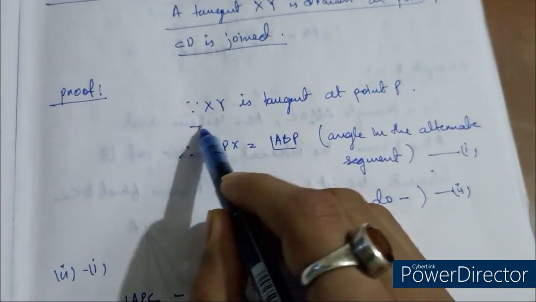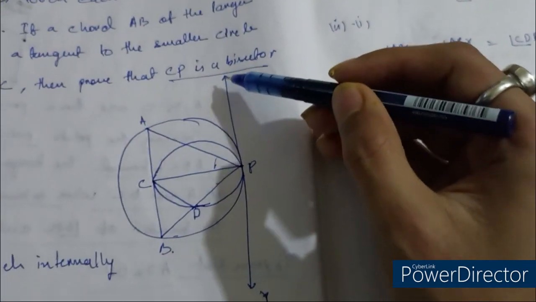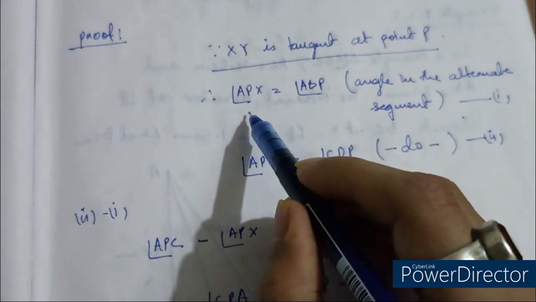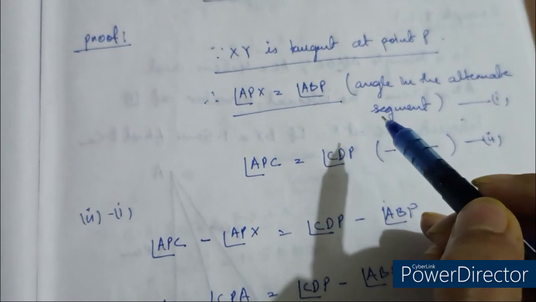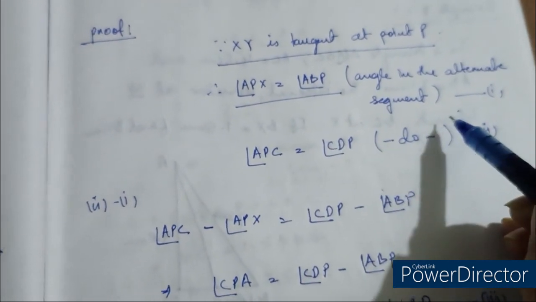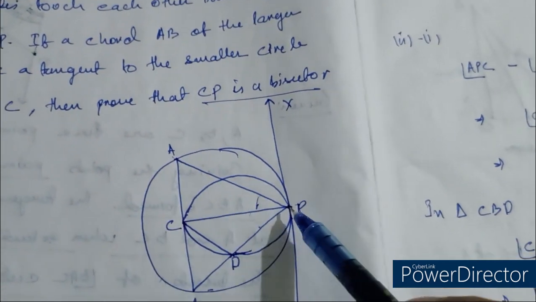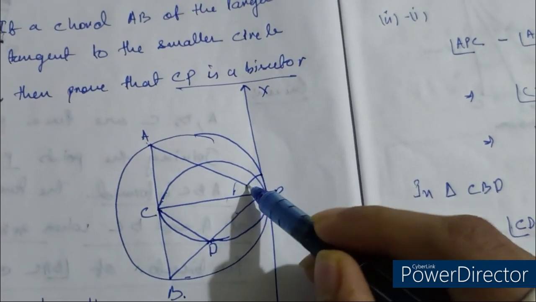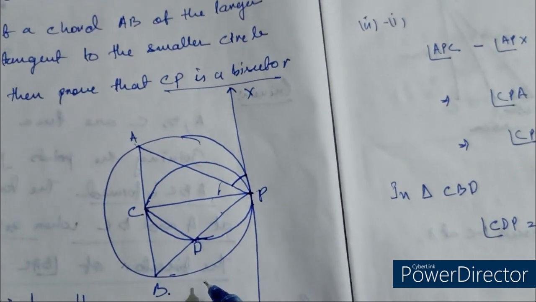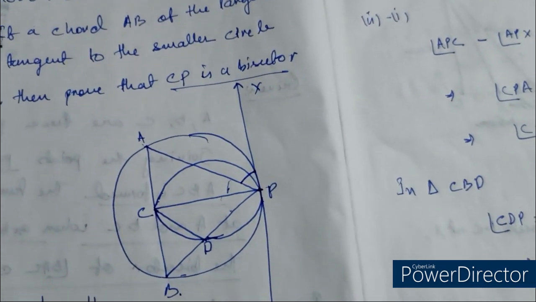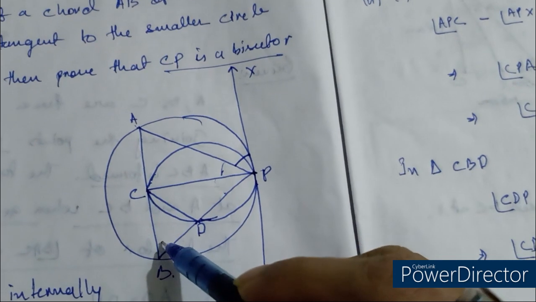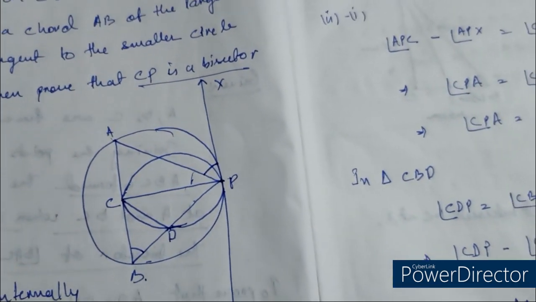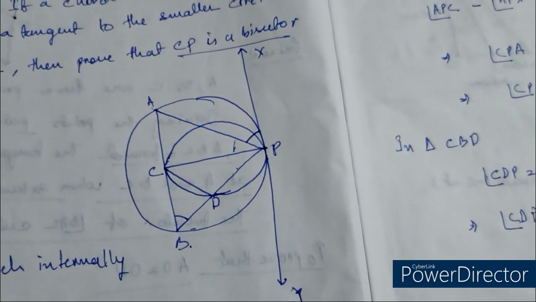Since XY is a tangent at point P, therefore angle APX is equal to angle ABP, angle in the alternate segment. Okay, APX, this angle will be equal to the angle in the alternate segment, ABP. This angle will be equal to this angle. This is our angle in the alternate segment, equation 1.